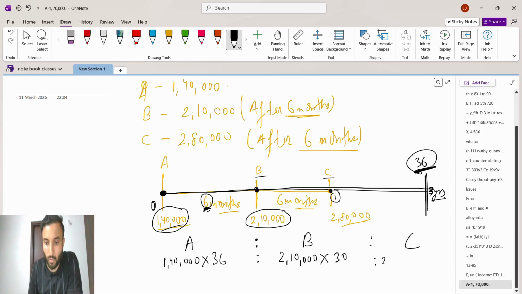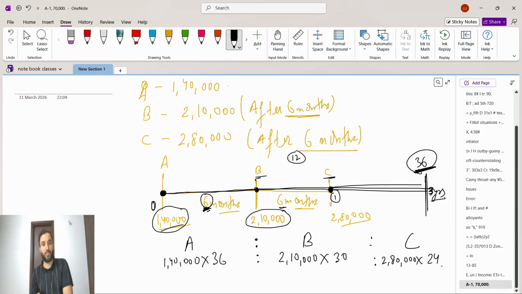C invested 2,80,000, and C joined here. Here means what? After 6 months B joined. Again after 6 months C joined, meaning C joined after 12 months. So 36 minus 12, only C worked for 24 months. Understand? Yes, sir.